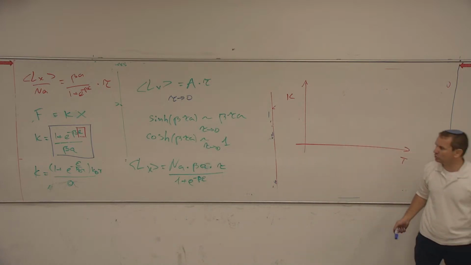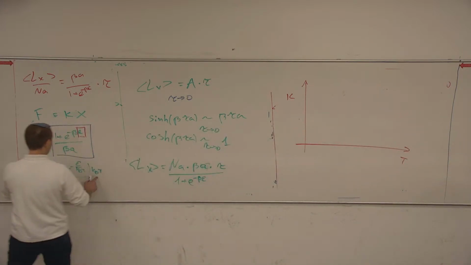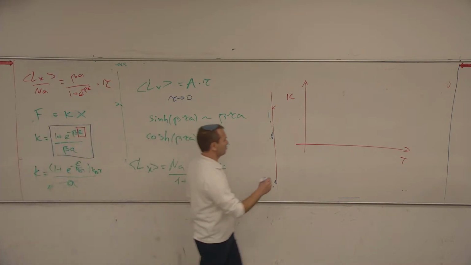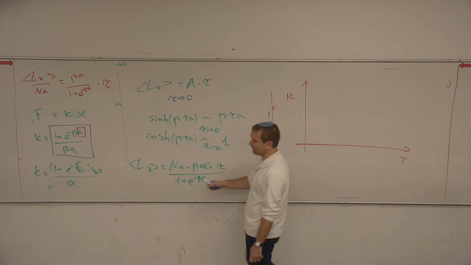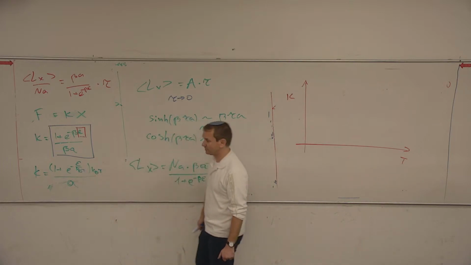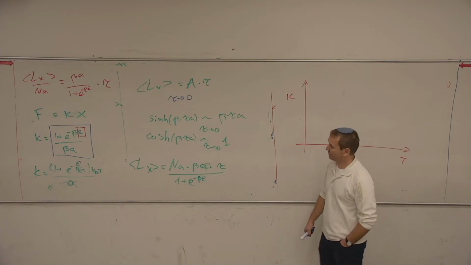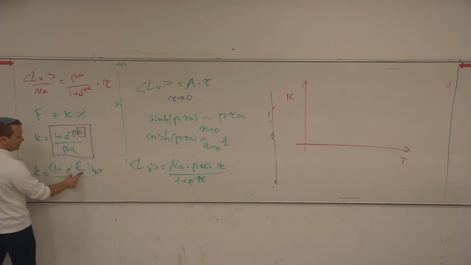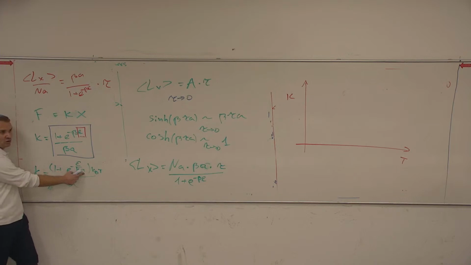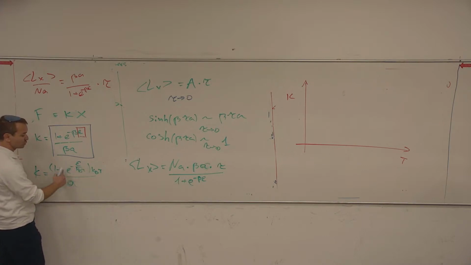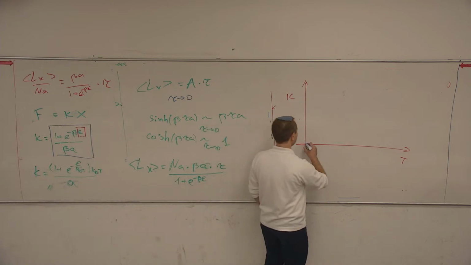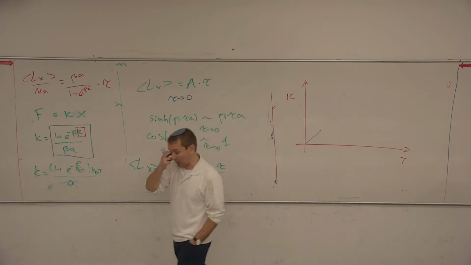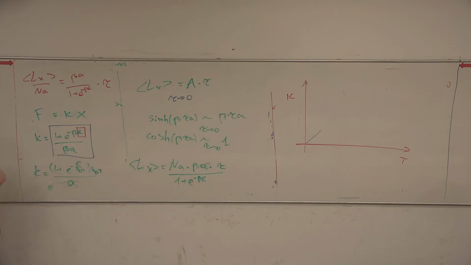So look at this. When temperature is small, do we have exponential growth or exponential decay? Is it decaying or growing? If T goes to zero, what is this? It's huge, right? And this is 0. So we have 1. So for small temperatures, it's growing linearly with temperature. This is what we expect.